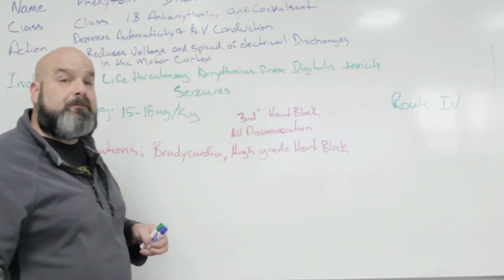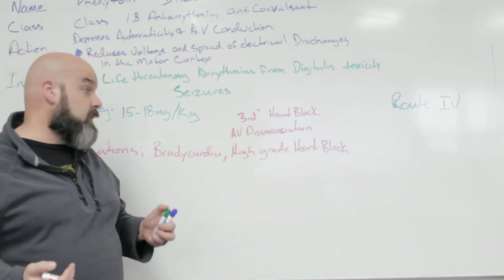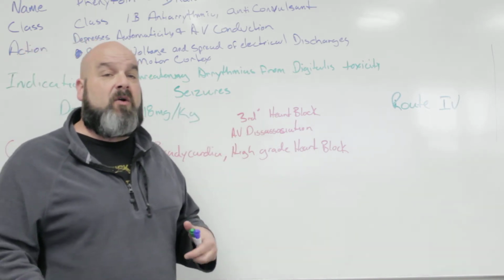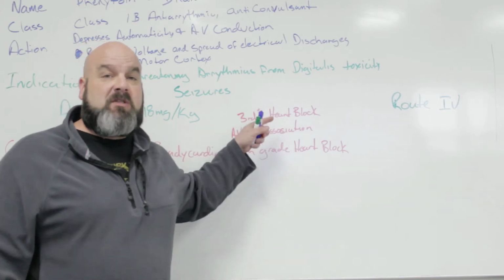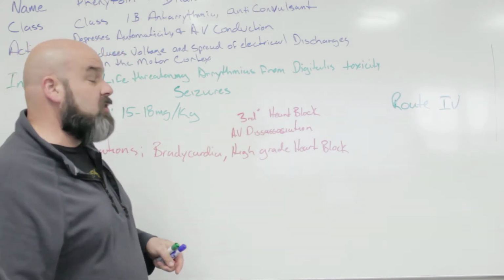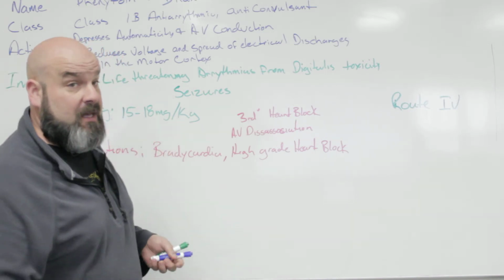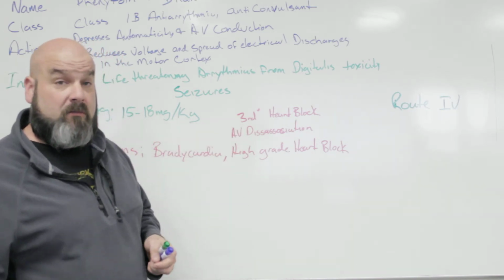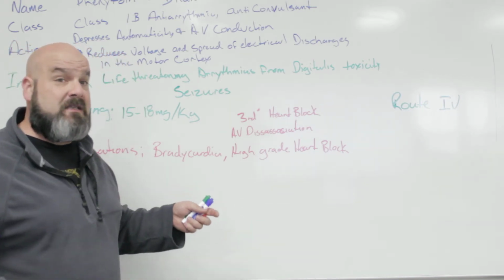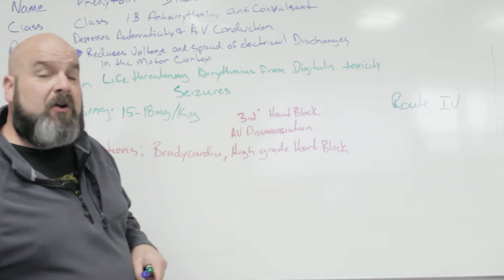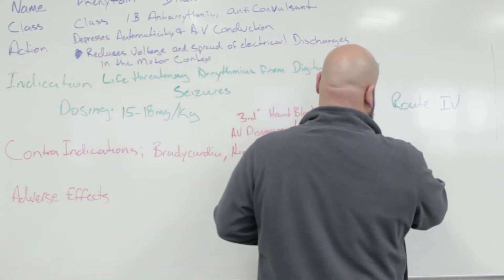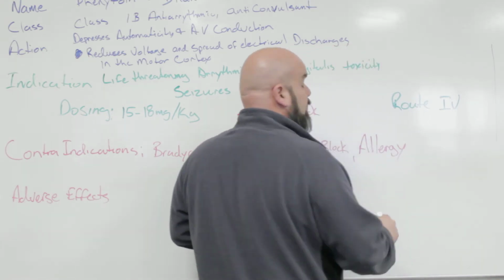Why? Because same reason. The system is already slow. We don't want to slow it any further. Conduction system is already jacked up in third degree heart block, AV disassociation, or a high grade heart block. They're all the same thing. It's already jacked at that point, right? So we don't want to give it in those instances. Another contraindication, of course, we're back to this one. Hypersensitivity or allergy to the medication.